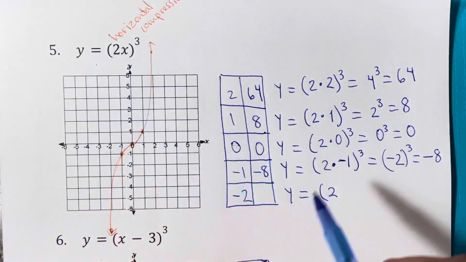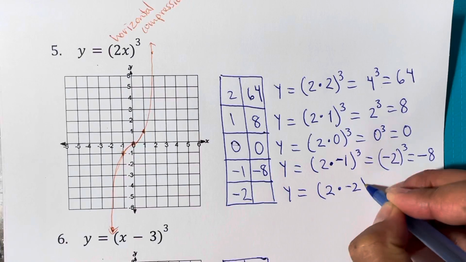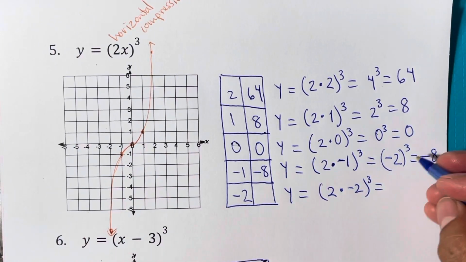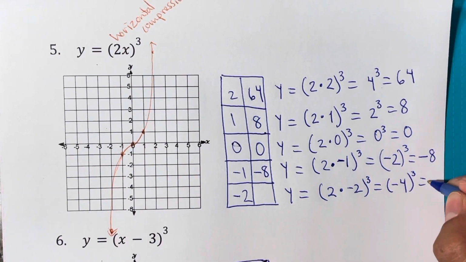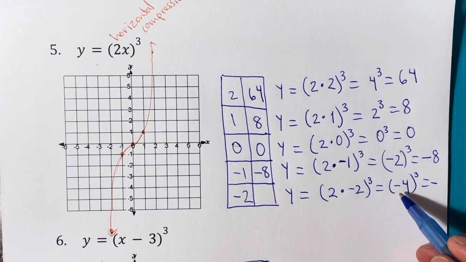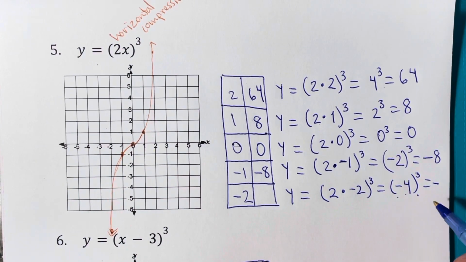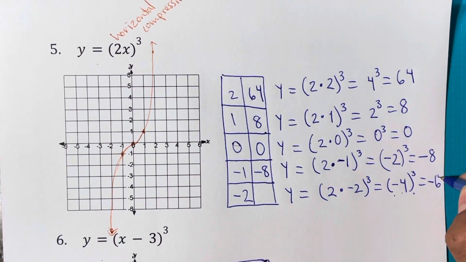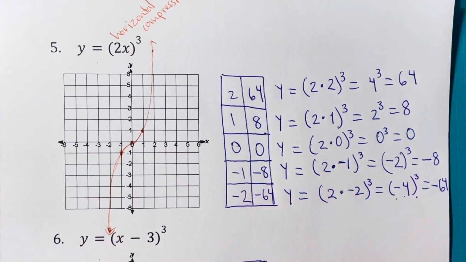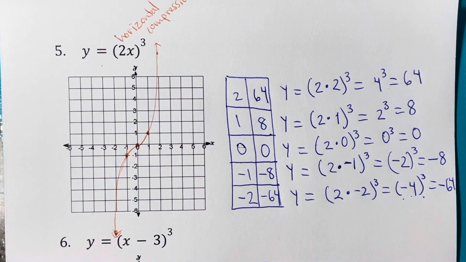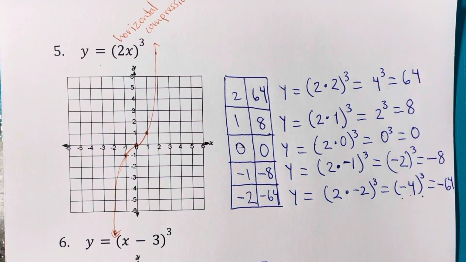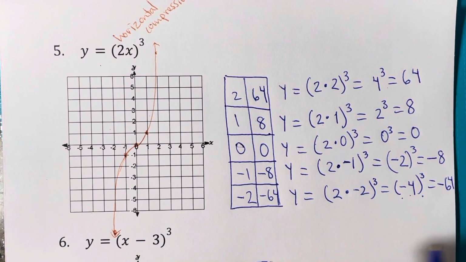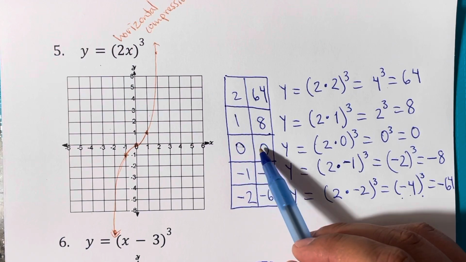Again, 2 times the value of x, which is -2, cubed. 2 times -2 is -4. Cube that, and we get negative, because negative times negative is positive, times negative is negative 64. And the reason I didn't do the compression is because we know that it's going to get close to y, but we can't see really how close. But now that we have the graph, we put 0, 0.